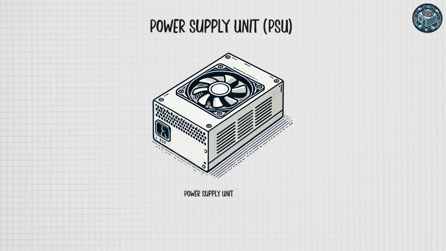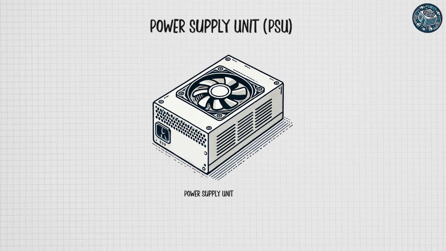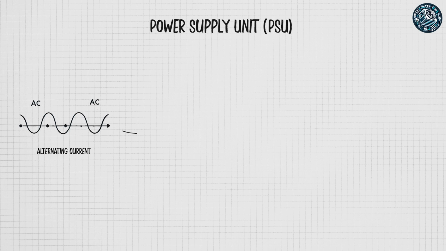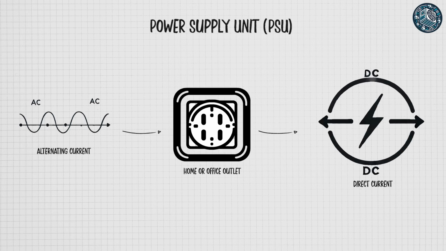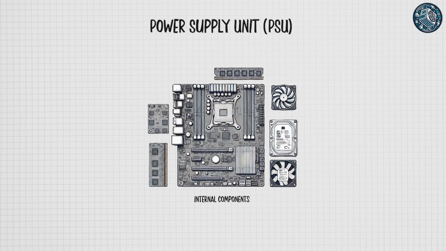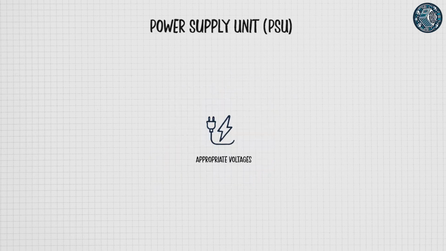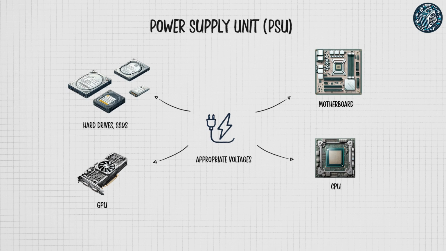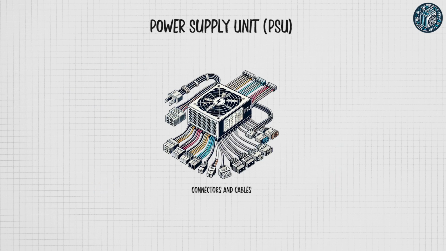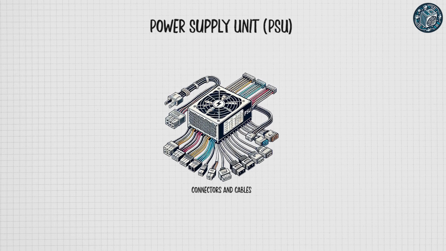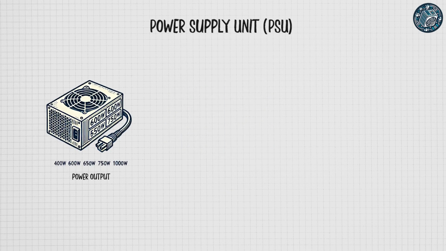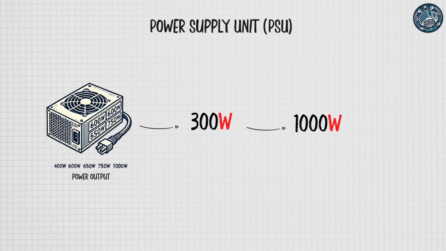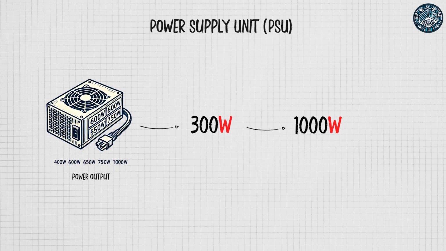The power supply unit, PSU, is a vital component of a computer, responsible for converting the alternating current, AC, from your home or office outlet into the direct current, DC, required by the computer's internal components. It distributes appropriate voltages to the motherboard, CPU, GPU, hard drives, SSDs, and other peripherals through various connectors and cables. PSUs are rated by their power output, measured in watts, W, with common ratings ranging from 300 watts to over 1,000 watts, depending on the power requirements of the system.